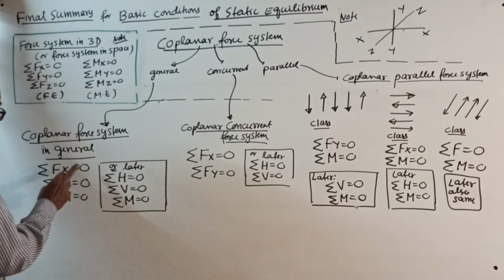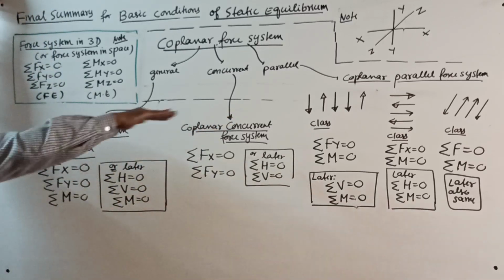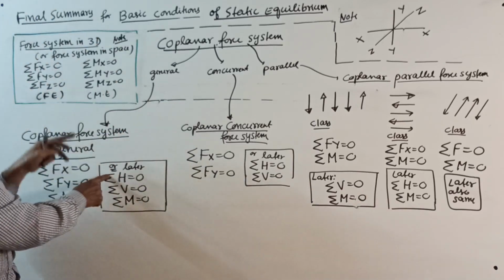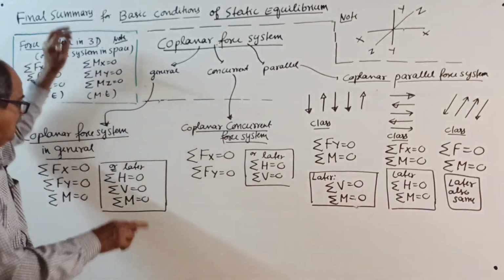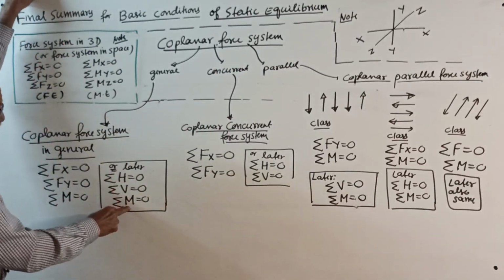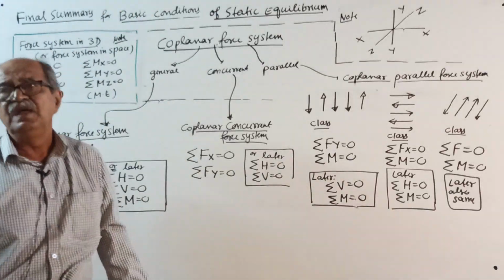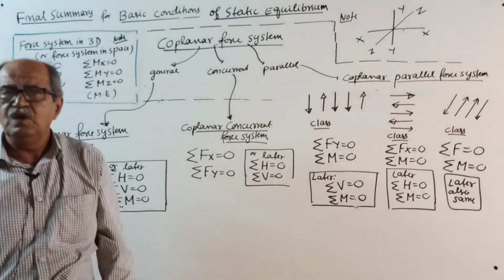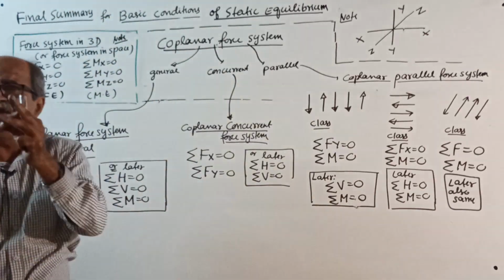Later what we will do is change sigma Fx = 0 over to sigma H = 0: algebraic sum of components of all the forces in horizontal direction equal to 0, in vertical direction equal to 0. Sigma M = 0, same thing: algebraic sum of moment of the entire force system about any point in the plane equal to 0. Here I am dictating. In the notes I will write each and everything.